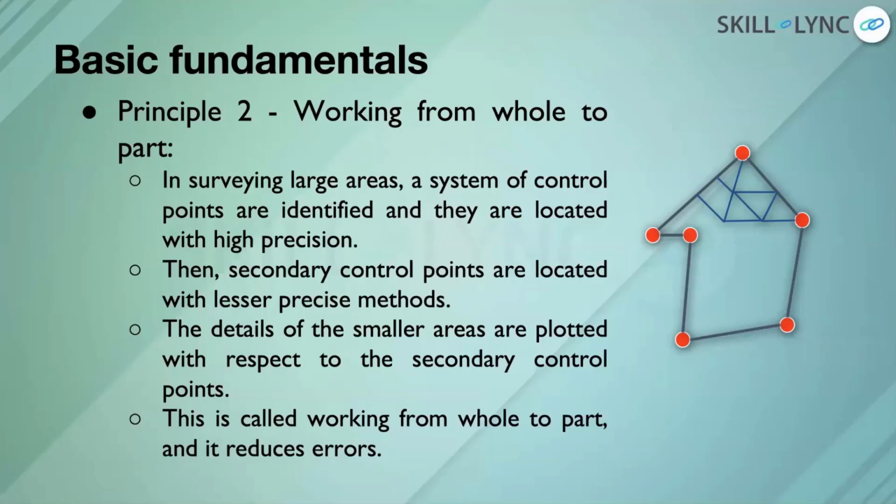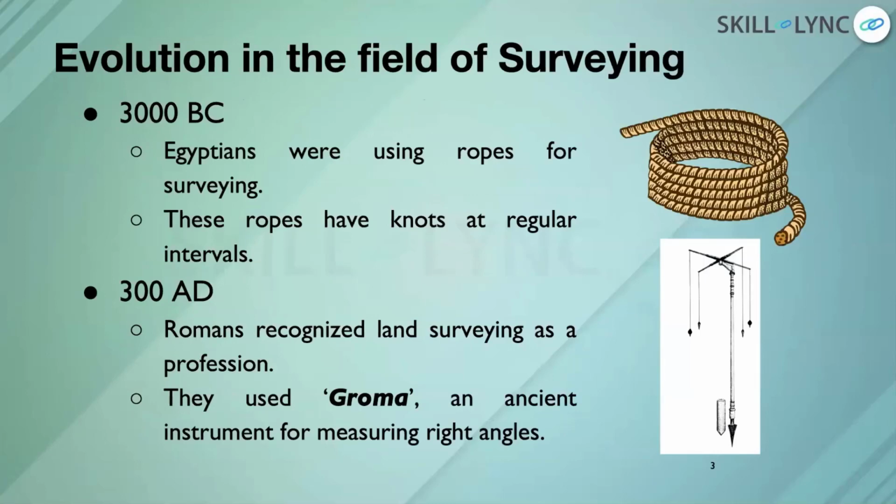So before I start talking about the sophisticated instruments that I was telling you about, I would also like to give a brief background about how surveying has progressed technologically through the years. How old is surveying, first of all? If you look at the figures here, surveying has been in place for about 5,000 years. In 3000 BC itself, Egyptians were using ropes for surveying.